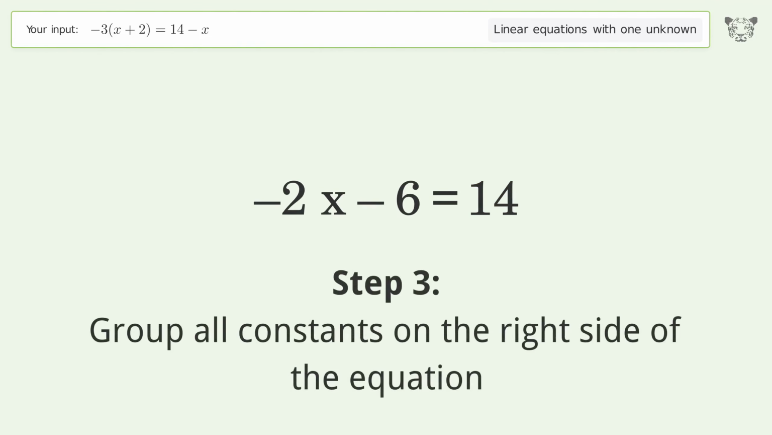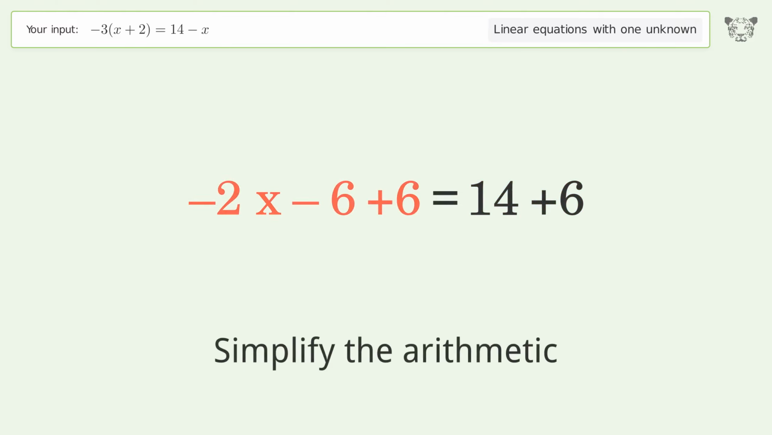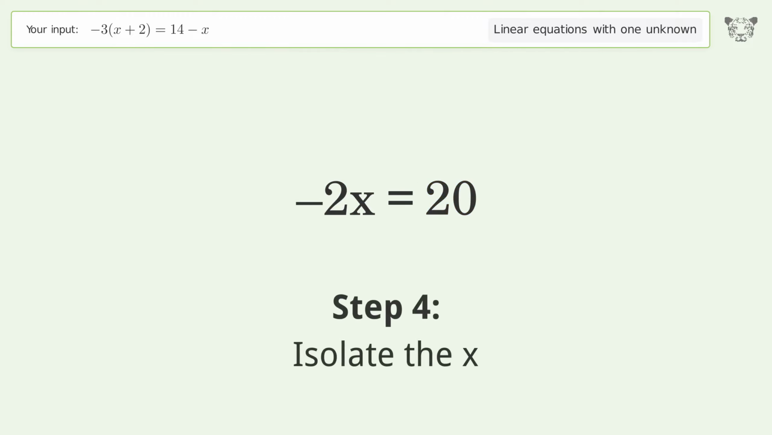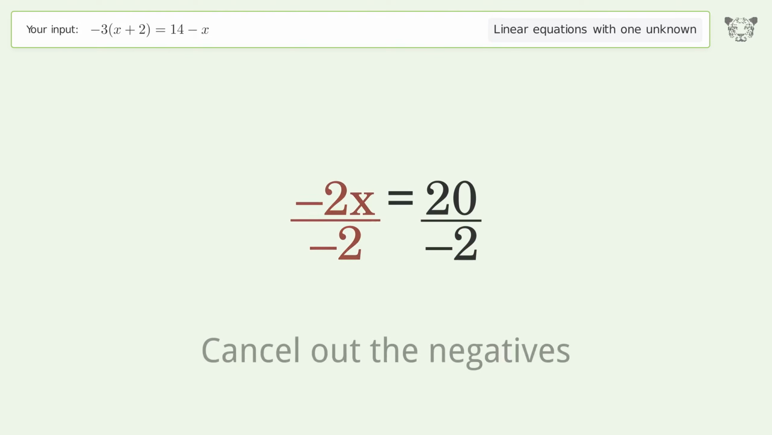Group all constants on the right side of the equation. Add 6 to both sides. Simplify the arithmetic. Isolate the x. Divide both sides by -2. Cancel out the negatives.